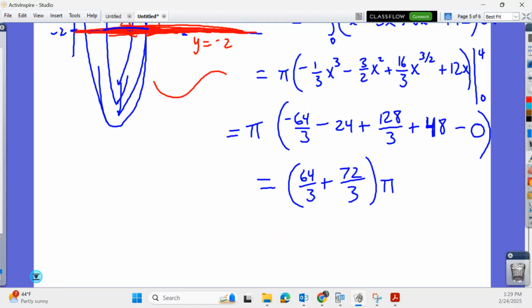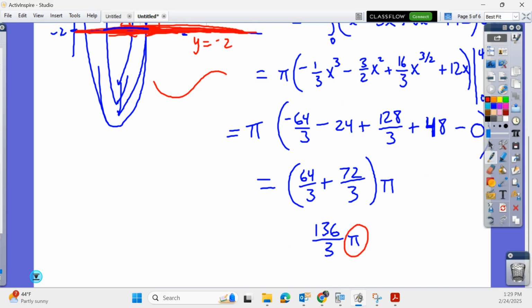And just a little more here. 72 plus 64 is 136. So we have 136 over 3 pi. And you could divide it in if you like and get a decimal or a mixed number if you want to have an idea of what that is. Or, even better, a really rough estimate: pi is a little more than 3. So when you divide it by 3, it's a little more than 1. So the volume here is a little more than 136, probably like 140 to 150, somewhere in that neighborhood. Or maybe even 150 to 160, somewhere in there.